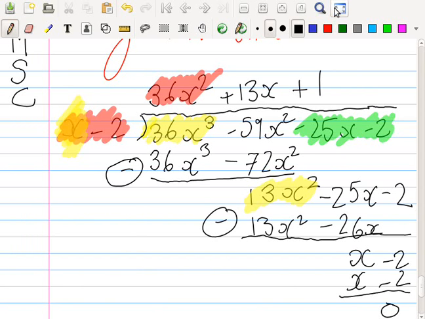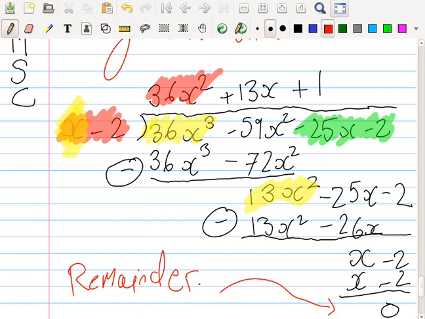And does anybody know the name of this number at the end? Yeah, very good. It's called the remainder because it's what remains. If it's 0, that's fine. That happens. Yeah, that's fine.